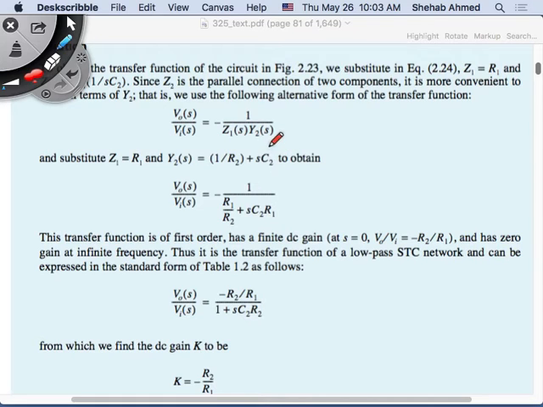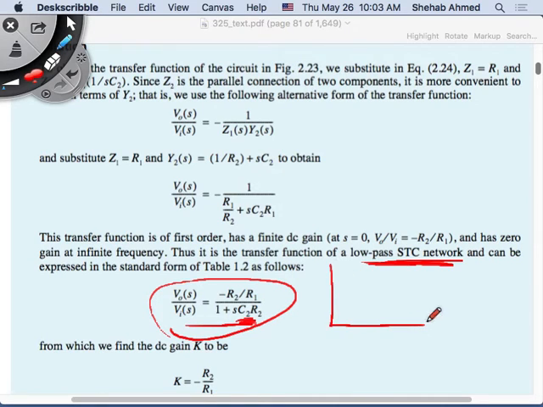So for now, let's just follow our gain calculations. Z2 over Z1, we simplified. We put it in the format that is like the low-pass single-time constant network that we've studied before, which means it has some DC gain and some corner frequency. The corner frequency is the frequency at which the gain becomes minus 3 dB, right? So this is my single-time constant circuit.